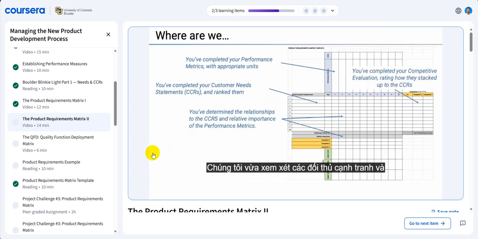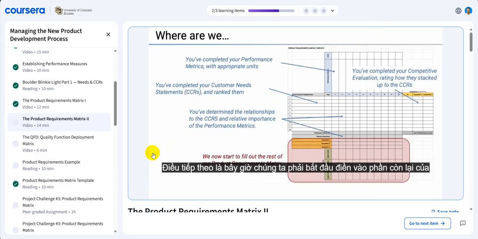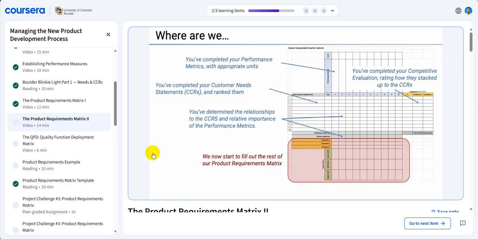We've just taken a look at the competition and done a fairly subjective evaluation to see how they've stacked up to the CCRs. What comes next is we now have to start to fill out the rest of the product requirements matrix down here at the bottom. And this is where we get really quantitative, which hopefully will appeal to our technical backgrounds because this is where we get to be the engineer.